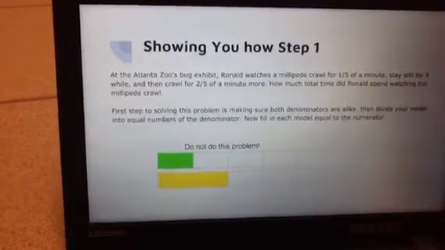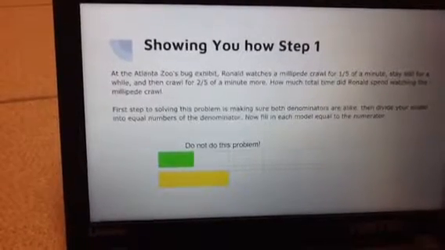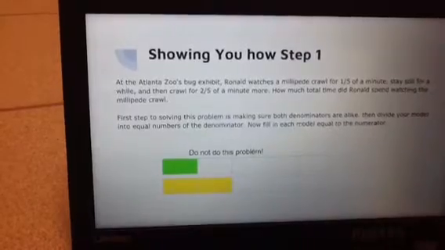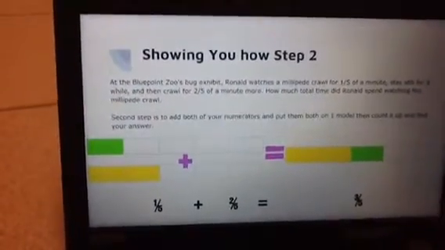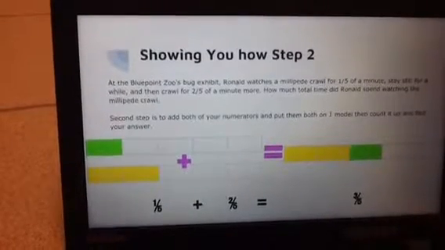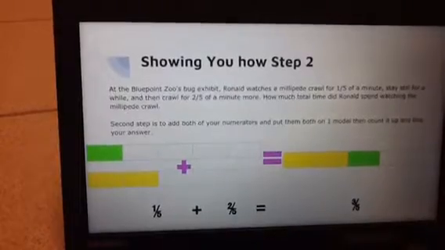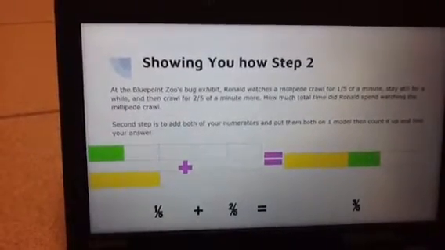First step to solving this problem is making sure both denominators are alike. Then divide your model into equal numbers of your denominator. Now fill in each model equal to the numerator. Do not do this problem. Second step is to add both of your numerators and put them both onto one model, then count it up, and find your answer.